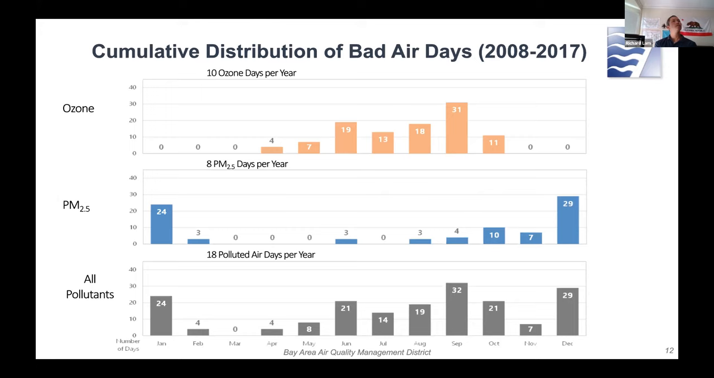So this graph shows you how many bad air days we had before the pandemic. For ozone, the horizontal line shows you the time of the year, from January to December. The top graph shows you ozone is a summertime phenomenon. As you can see, we have bad air days starting in April, and then it gets worse and worse.